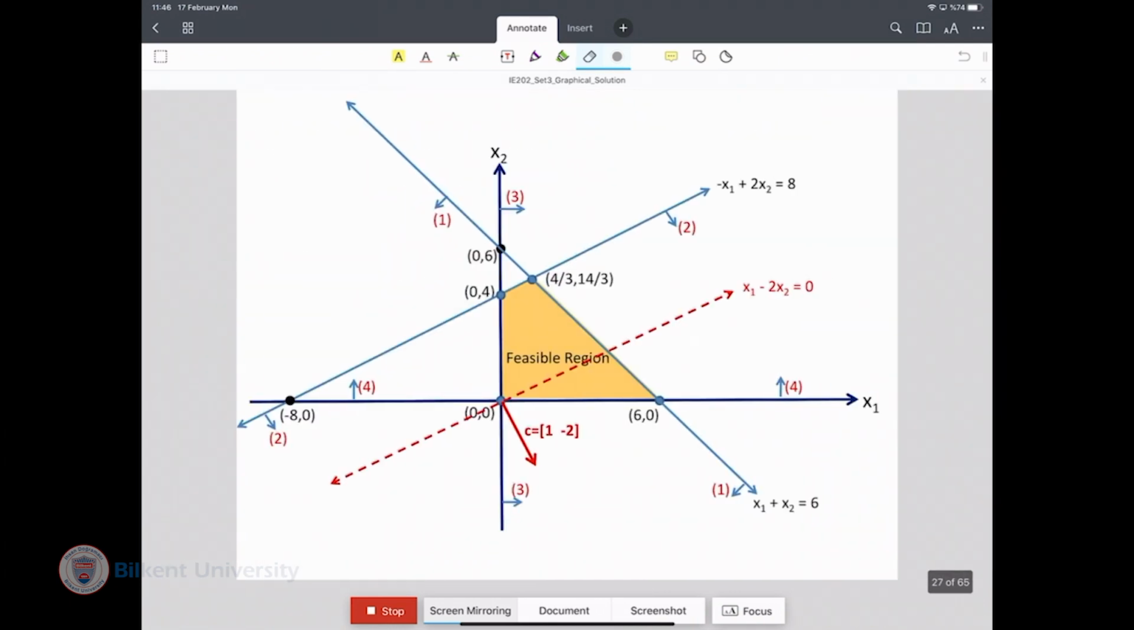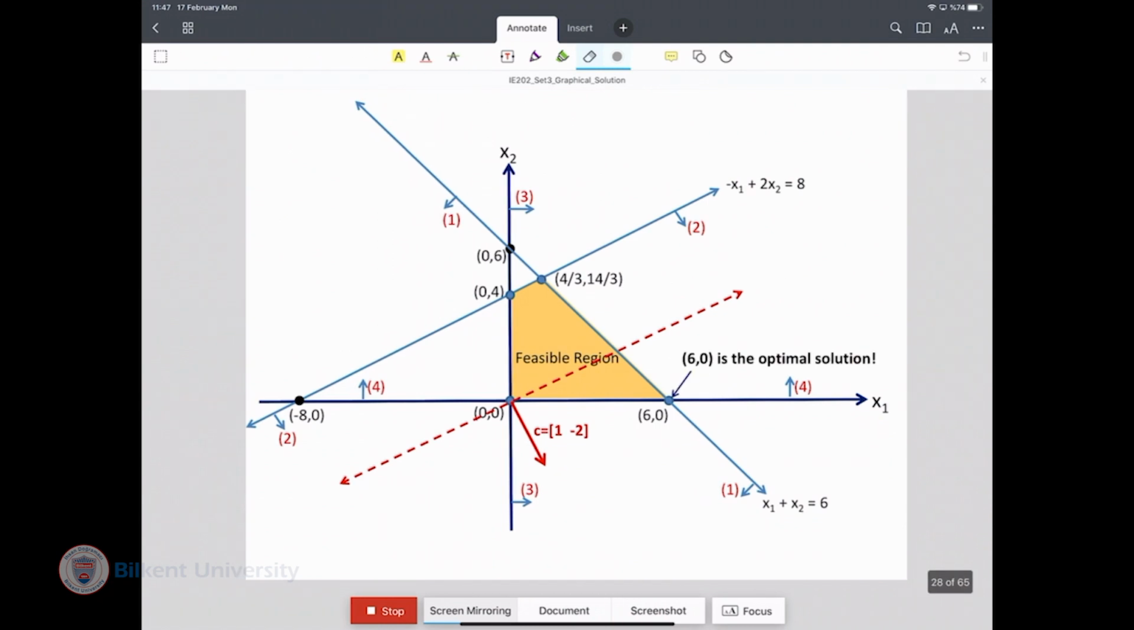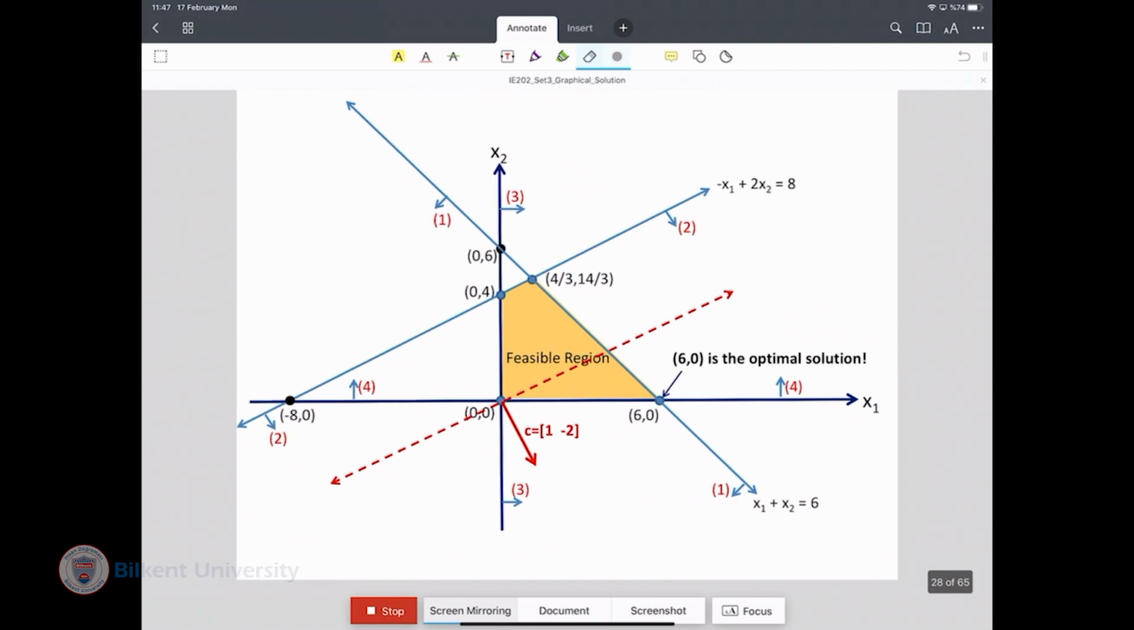Improving direction is different. It's again C, but our C is x1 minus 2x2. So our C is (1, -2), so we move in this direction. So in the next slide, which point will be the optimum solution? 6, 0, thank you very much. So when I go along that direction, I leave my region at point (6, 0), which is the optimum solution with respect to this objective function.